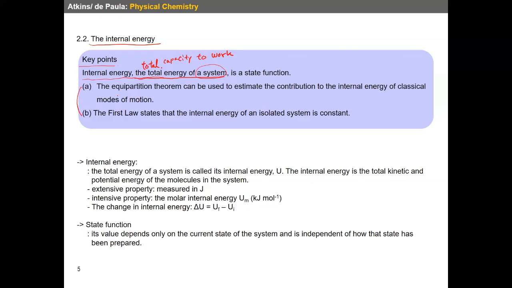So there are two key points. First, the equipartition theorem can be used to estimate the contribution to the internal energy of classical modes of motion. The equipartition theorem can be understood like this: if somebody applies some energy to a molecule, then it propagates through these molecules. Such a thing is called the equipartition theorem. Anyway, we will talk about this more later.